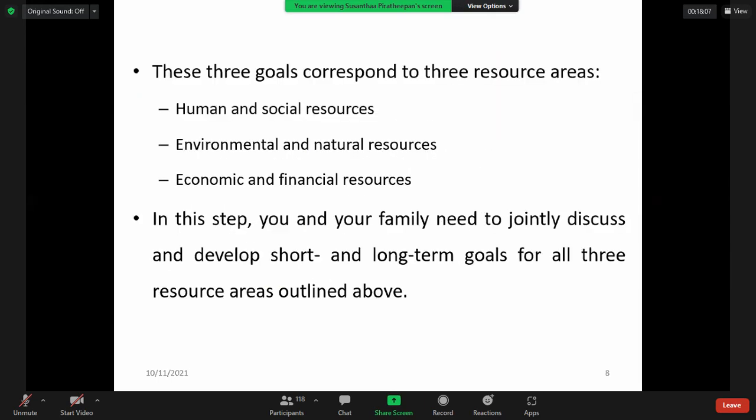The next, these are the three goals related to three different resource areas. The first one is human and social resources. Under that, we make sure whether we have a large number of family members who can be used for the farm activity. If we don't have a large number of family members, we want to hire a person from outside. So for the first resource, we want to make sure about the manpower, the human resources and the social resources.